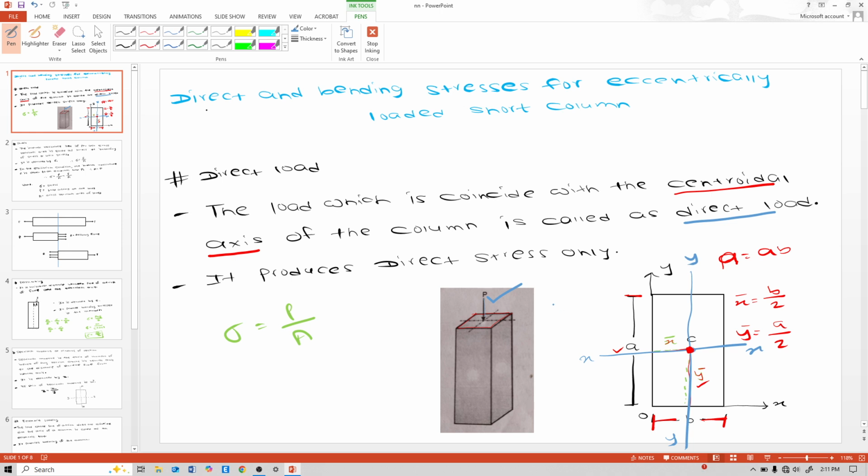So what produces direct stress? A direct load produces direct stress. This P is nothing but the direct load, and this sigma is nothing but the direct stress. And this is the area. So understand also what direct stress is.